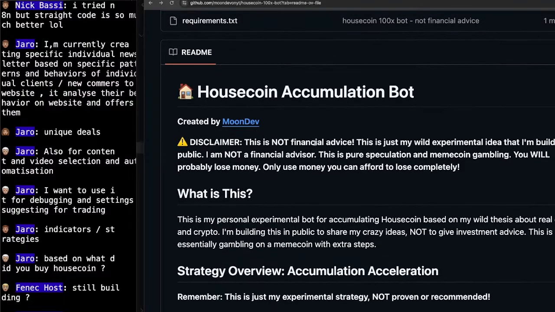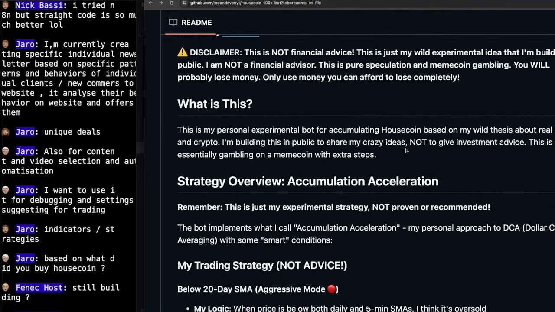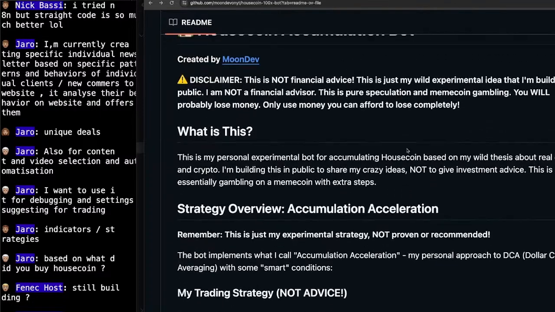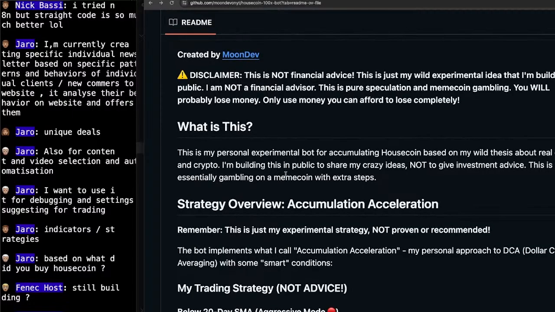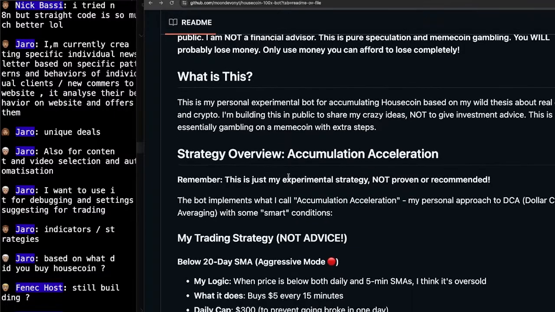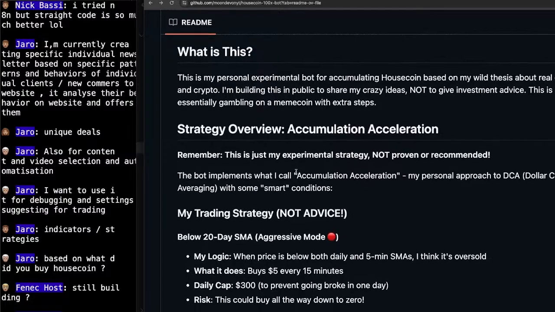This is my wild experiment that I'm building. I am not a financial advisor. This is pure speculation and meme coin gambling. You will probably lose money. Only use money you could afford to lose completely. What is this? This is my personal experimental bot for accumulating Housecoin based on my wild thesis about real estate and crypto. I'm building this in public to share my crazy ideas, not to give financial advice. This is essentially gambling on a meme coin with extra steps.